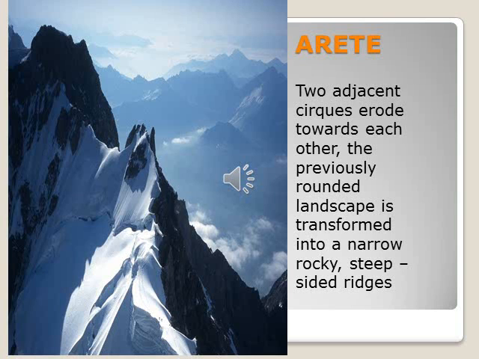So how was it formed? Because of the action of glaciers. First it formed a cirque. Due to continuous erosion, it will turn into narrow, rocky, steep-sided ridges. You can see and understand in this picture: a narrow ridge. Both sides the glaciers erode and form cirques, which will turn into an arête.